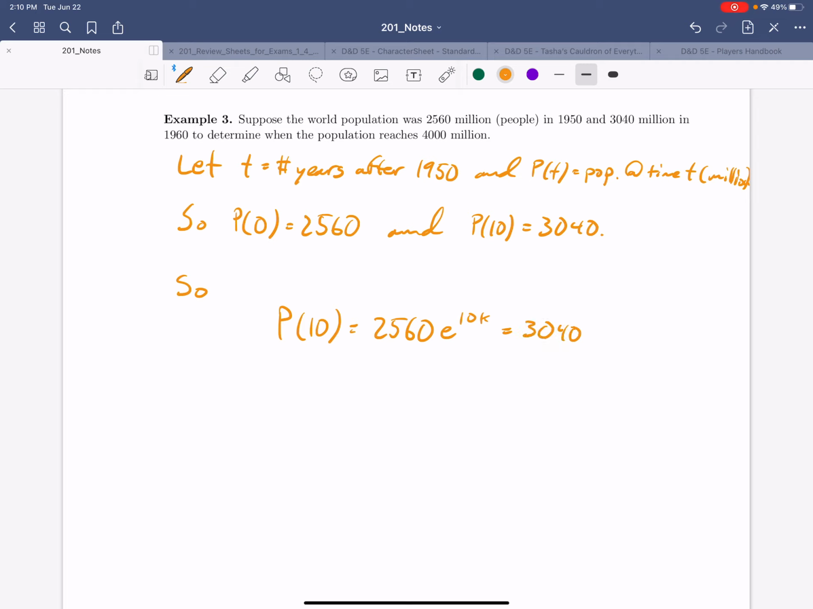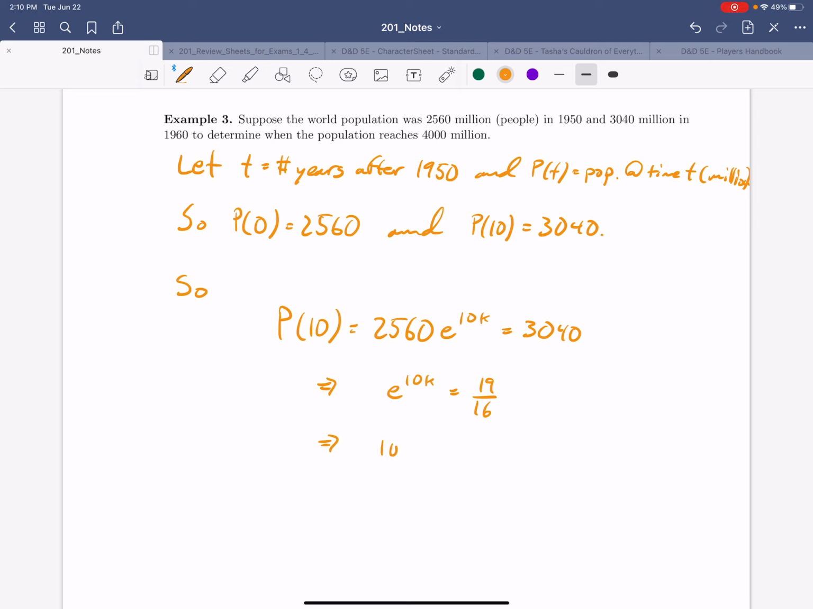You can do a little bit of division. You can keep it as 3040 divided by 2560, but it does reduce a bit nicely. 16 actually goes into both of them, and you get 19/16. So let's just do that. It's less writing, easier to look at, right? And then you can solve for k, right?